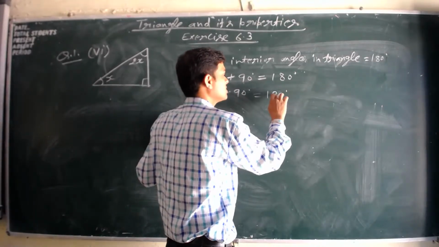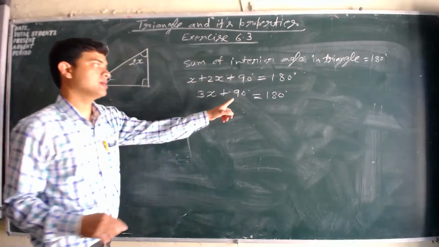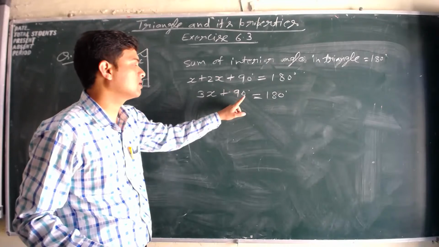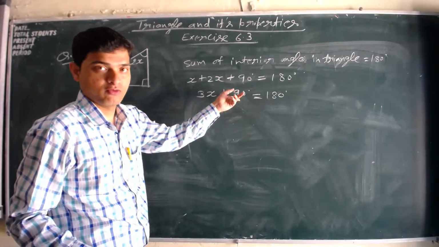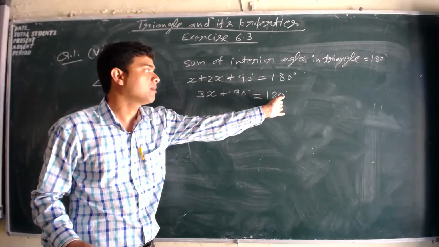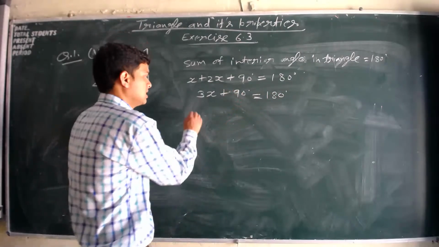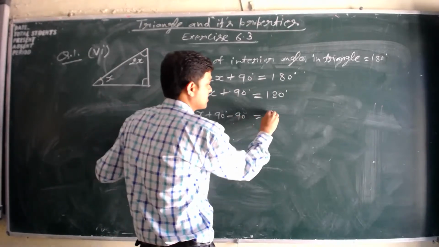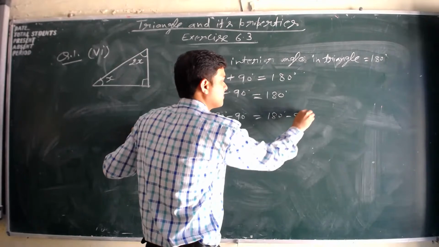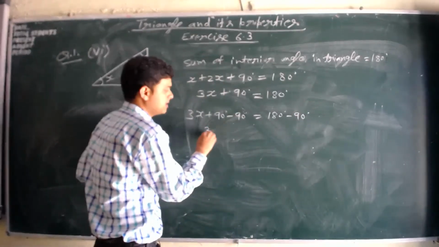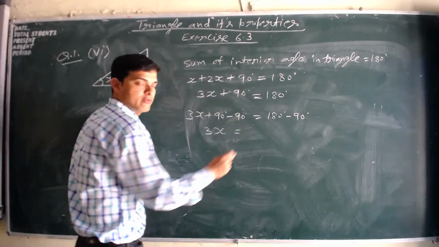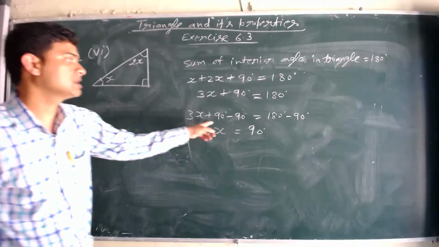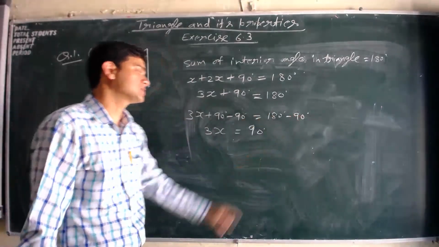Now we have to solve this equation. Okay, same number. First of all, we have to eliminate this. For elimination of this we have to subtract the same amount into both sides. It means 90 को eliminate करना है तो 90 ही subtract करेंगे दोनों sides. 180 minus 90. Clear? 3x plus 90 minus 90 equals 0. 180 minus 90 equals 90.